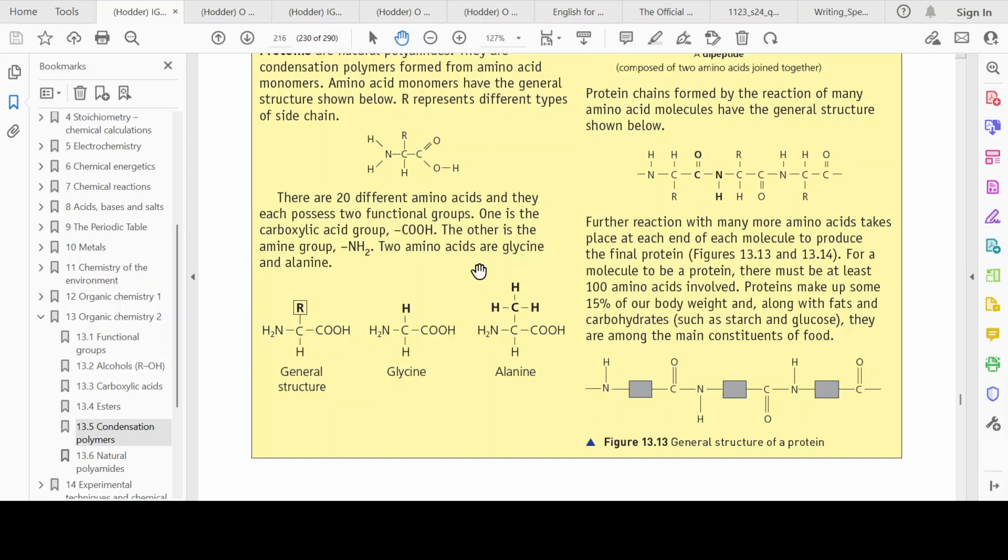One point of information that is incorrect in the book is this, so I'll point. Further reaction with many more amino acids can take place at each end to form the final protein. It says over here that for a molecule to be a protein, there must be at least 100 amino acids involved. This is absolutely incorrect.